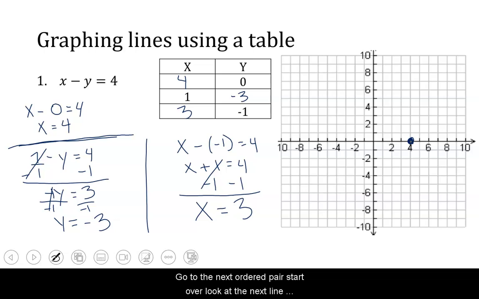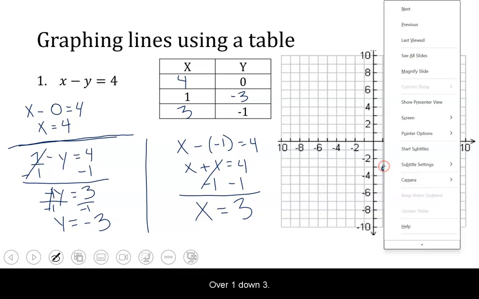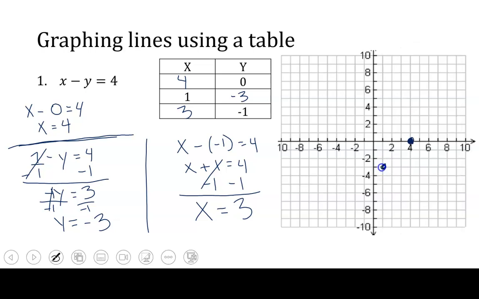Start over. Look at the next line. X is positive 1. So I'm going to go right 1. And then y is -3. So down 3. 1, 2, 3. Over 1, down 3. And then our last point, start over, start in the center. Our x is positive 3, so go to the right 3, 1, 2, 3, and then go down 1. And then connect your dots to make your line, because it is a linear equation.